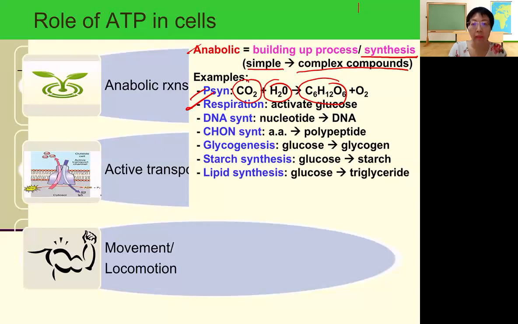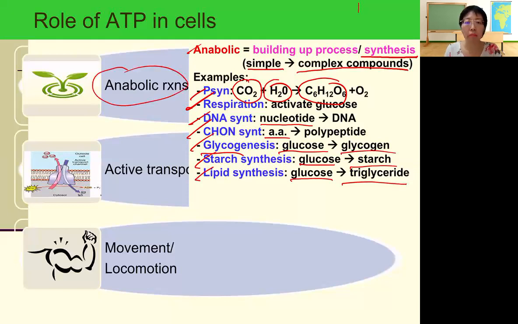So it needs ATP. The rest of them are the synthesis of molecules in the cell, like DNA synthesis, when you join nucleotides to form DNA, protein synthesis, when you join amino acids to form polypeptide. Glycogenesis is the synthesis of glycogen, so you add glucose together to form glycogen. Starch synthesis, you add glucose to form starch. Lipid synthesis, maybe you convert glucose to triglycerides, or you join 3 fatty acids and 1 glycerol together. So all these are synthesis under anabolic reactions, all will require ATP.